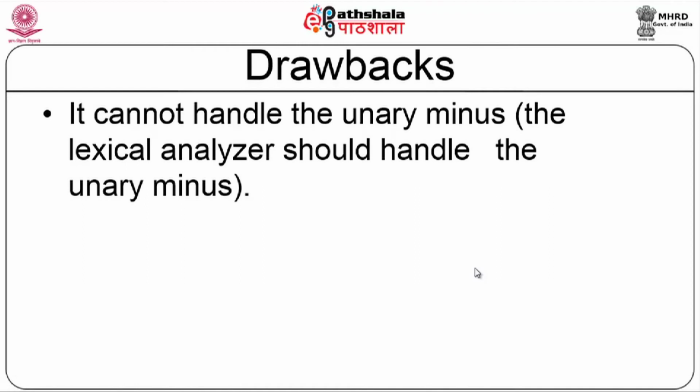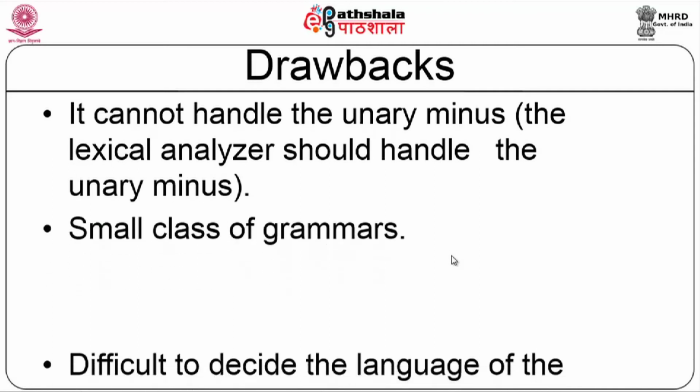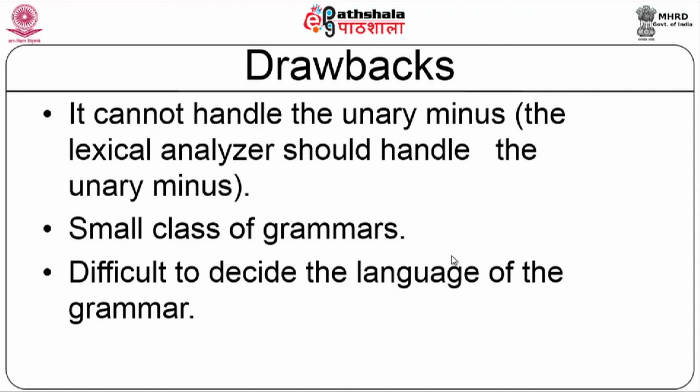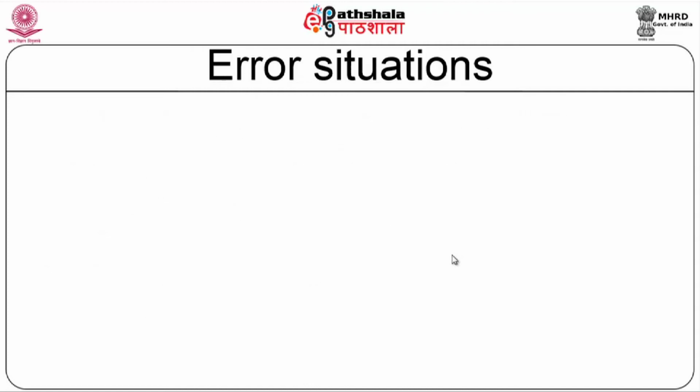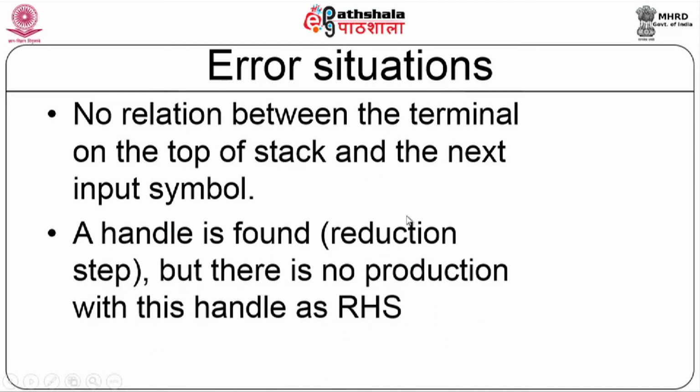The primary drawback of this parser is that it cannot handle the unary minus operator. Then it can handle only a small class of grammar, and it is difficult to decide the language of the grammar for this particular class. So, error situations in this grammar: supposing there is no relationship between the terminal on the top of the stack and the next input symbol, that is a typical error problem. So, how do I handle it? It is going to be only an error recovery routine.